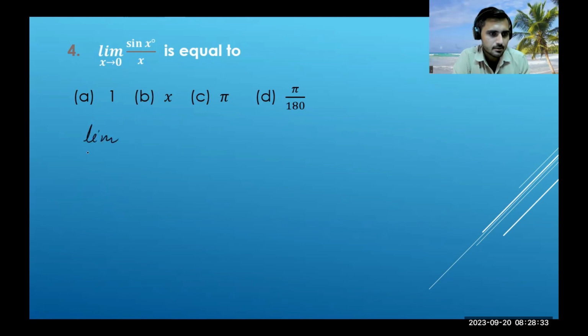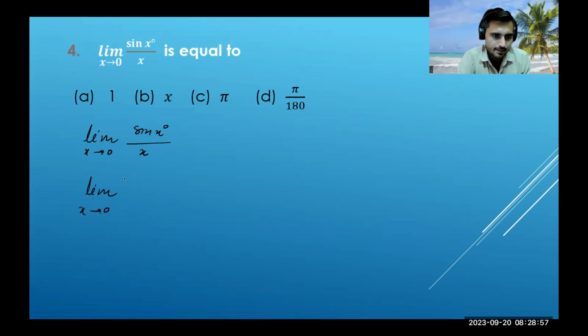Limit x tends to 0, and we have the expression sine x degree upon x. So first we'll convert x degree into radian measure. How can we convert any degree measure into radian measure? So limit x tends to 0, and I'll also write here sine x pi into 1 upon 180.